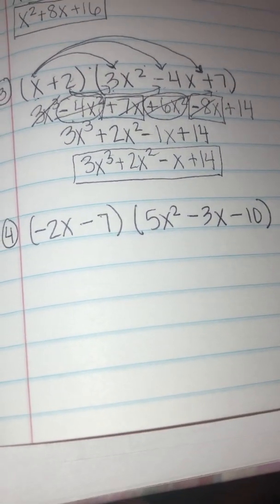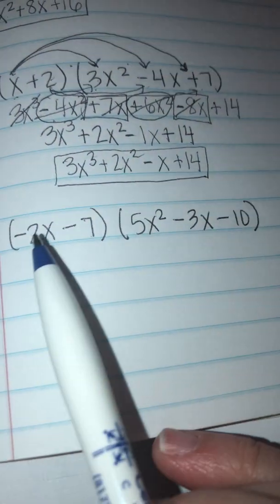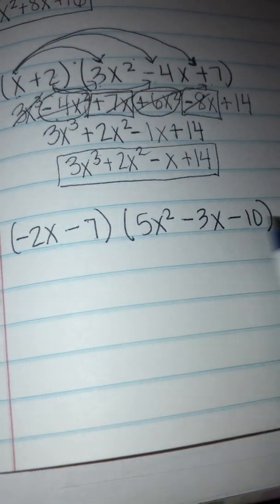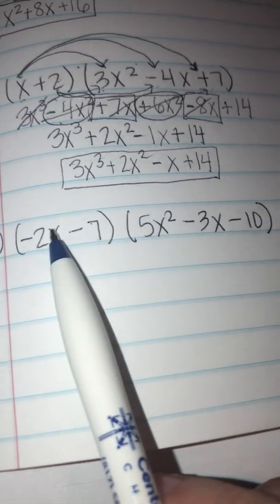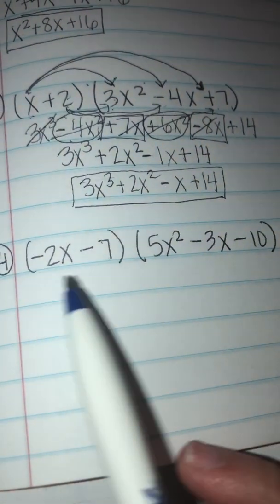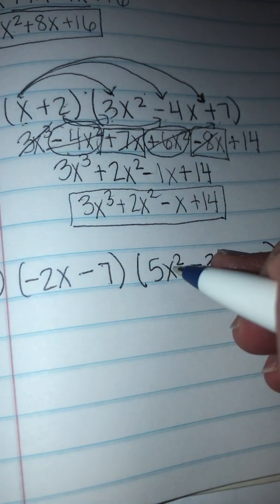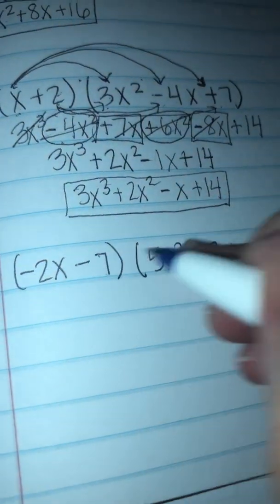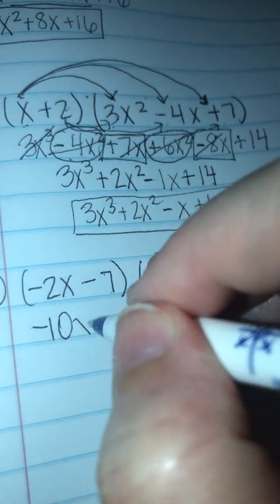Down here is another example of what we just did. I have 2 terms times 3 terms. So when I first multiply everything in here times everything over here, I should have 6 products because 2 times 3 is 6. So there should be 6 different terms I get. I'm going to start with negative 2x. I'm going to multiply it by 5x squared. Negative 2 times 5 is a negative 10. X times x squared will give me x to the power of 3.